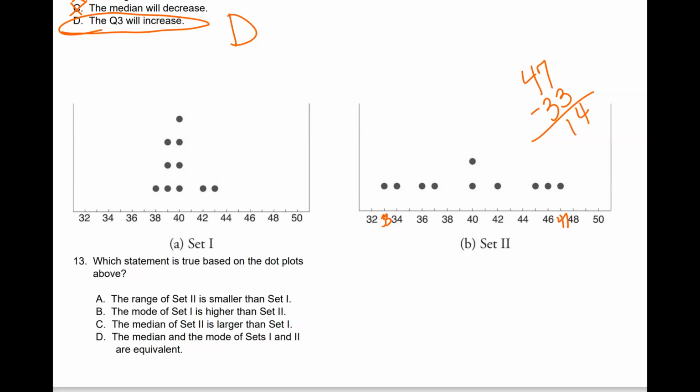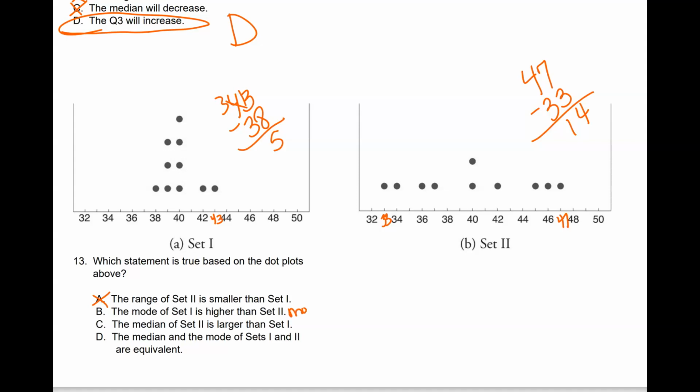Let's look at set 1. So this largest number is 43. Our smallest number, 38. That is going to give us 5. The range of set 2 is smaller than set 1. No, that is incorrect.